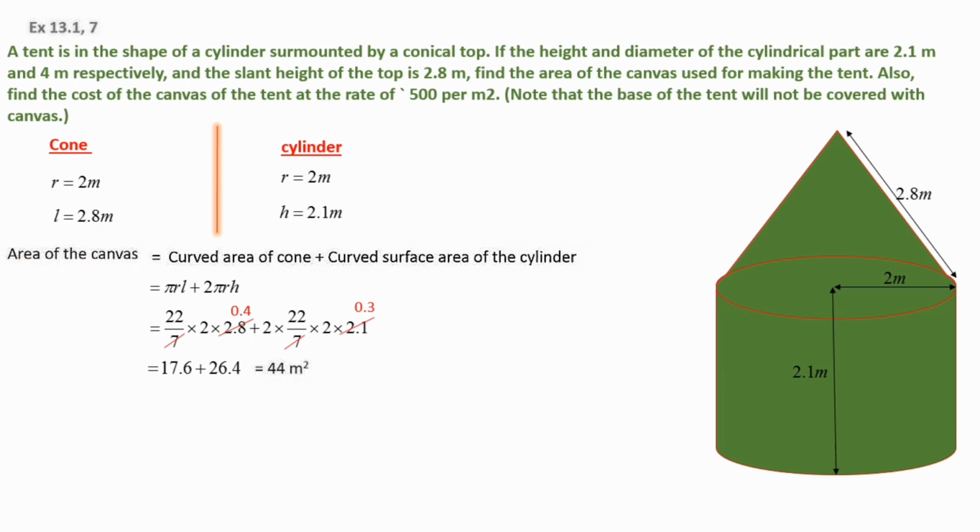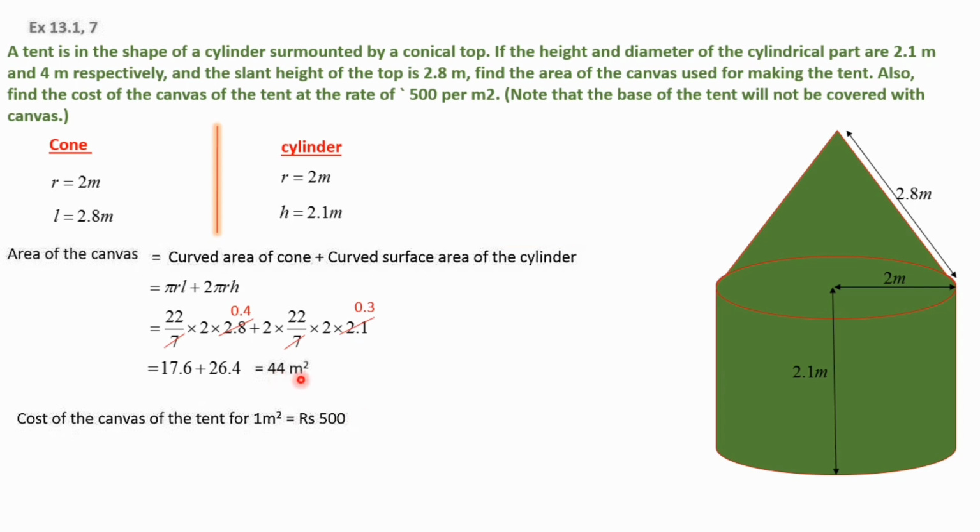Now the second part is there, we are asked to calculate the cost of canvas of the tent at the rate of 500 per meter square. Rate in the sense, for 1 meter square we have to pay 500 rupees. So the cost of canvas of the tent for 1 meter square, that is 500. That is called the rate. Per meter square how much is it? For 1 meter square it is 500.